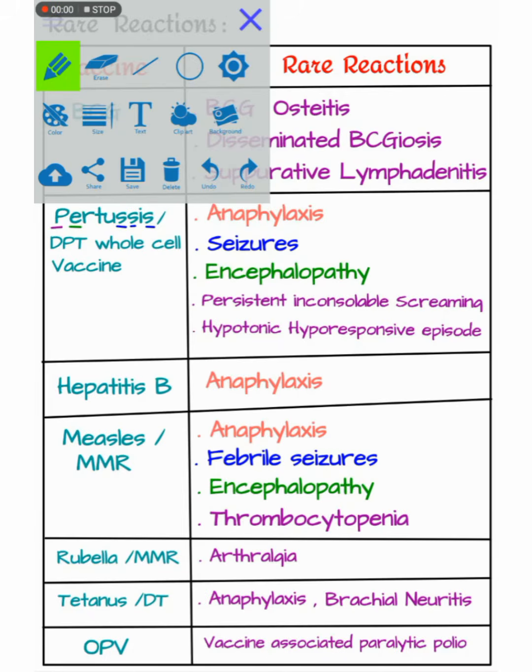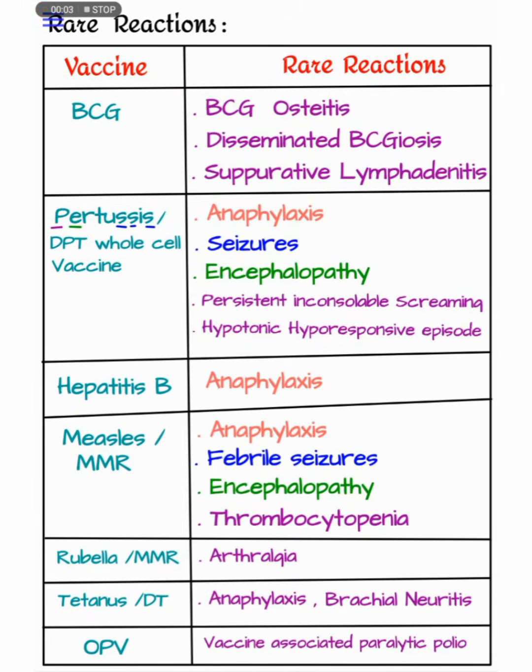And next are the rare vaccine reactions. In minor we first learned DPT, right? And here the first vaccine is BCG. The rare reactions we can remember like BDS: with B, BCG osteitis, with D, disseminated BCGosis, and with S, suppurative lymphadenitis. And the second vaccine in minor reactions is hepatitis A, right? Here it is hepatitis B. Like local reactions in the minor reactions, here in rare reactions anaphylaxis is common for these vaccines.